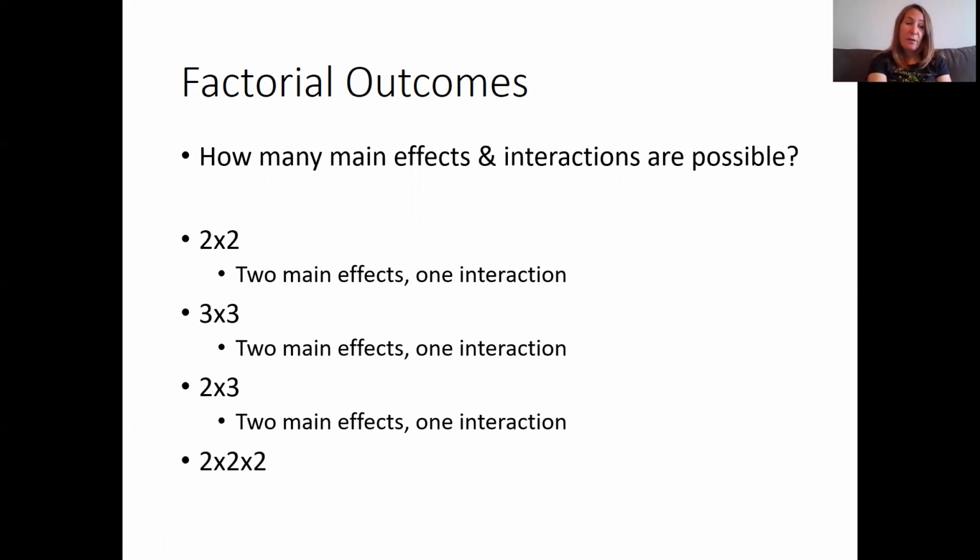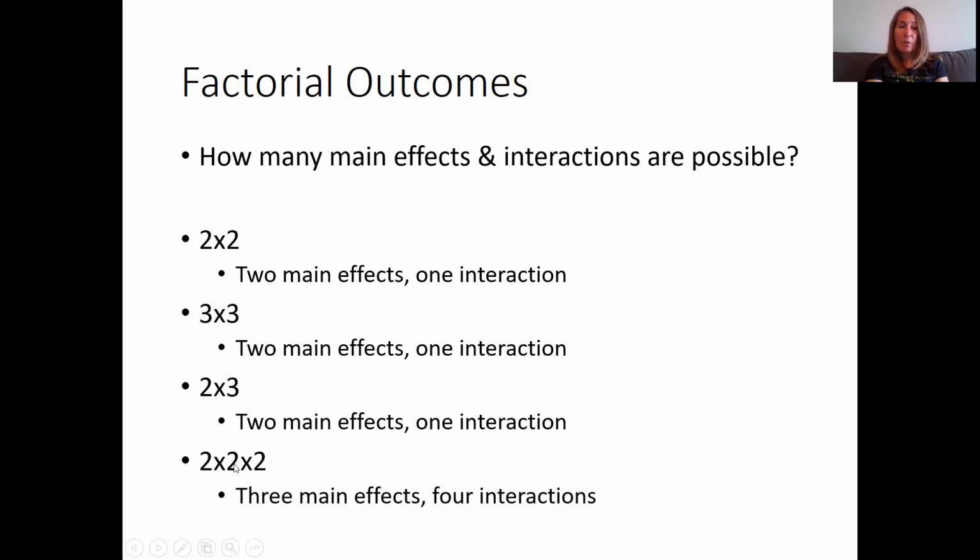But if we add another variable, in this one, we have three main effects because we have three independent variables. But we actually have four interactions because variable A can interact with variable B, and it can also interact with variable C. So variable A can interact with variable B, variable A can interact with variable C, variable B can interact with variable C, and all three of these can interact together. So we can have what's known as a three-way interaction with these. So there are four interactions possible here.